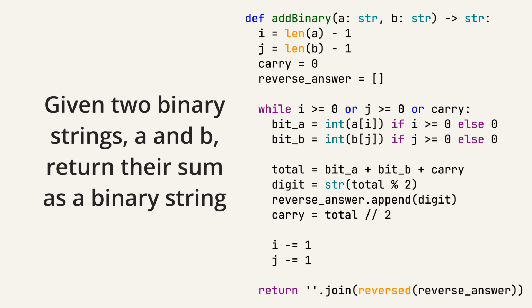Given two binary strings A and B, we need to return their sum as also a binary string. And a binary string is just a binary number represented as a string. So really, this question is testing whether you can do binary addition by hand and whether you actually understand the principles behind it. So first I'm going to do a quick refresher on binary numbers and addition.